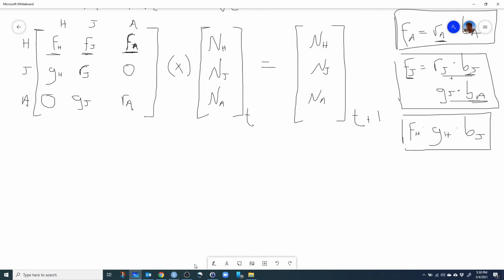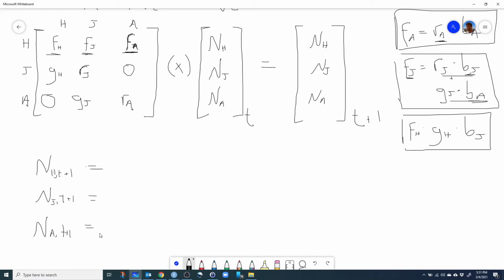All right. So we will start by thinking about the number of hatchlings at time t plus 1, the number of juveniles at time t plus 1, and the number of adults at time t plus 1. All right, and let's start off with the adults, but we're going to go through the equations for all of these. Let's start with adults because it's a little easier.